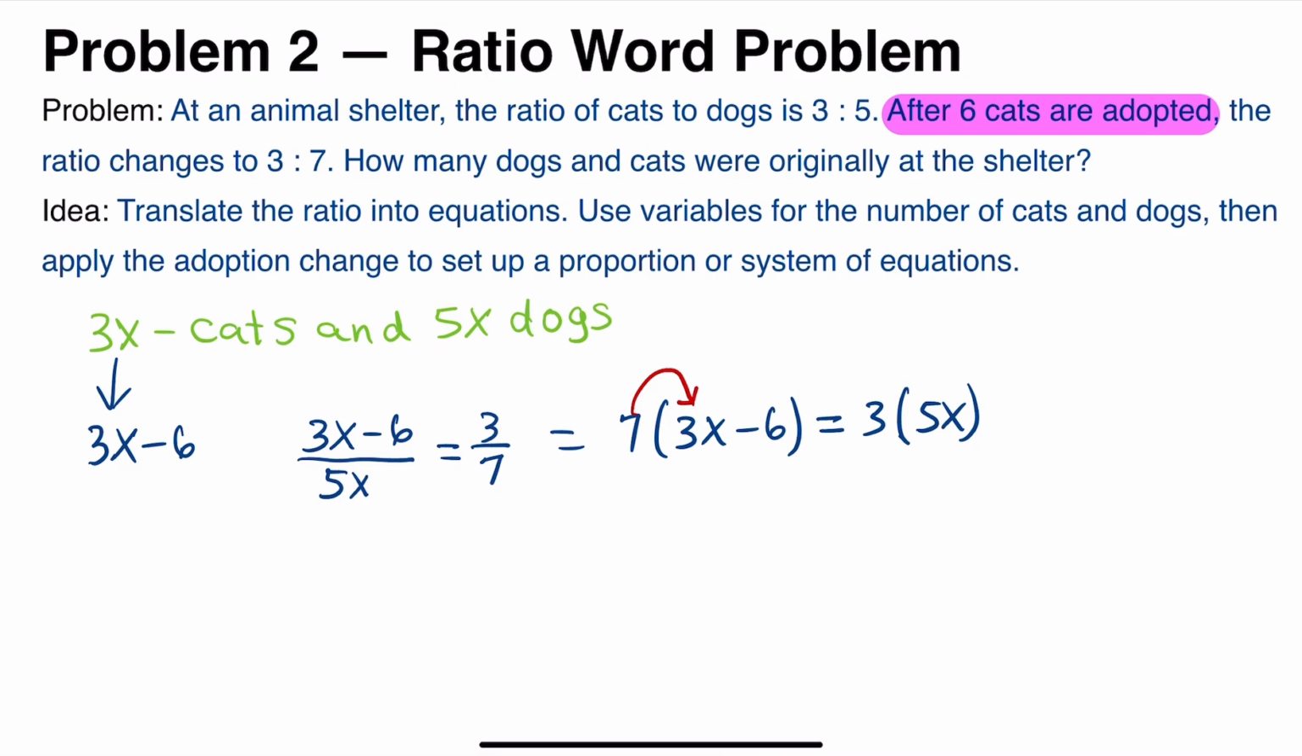7 times 3x equals 21x. 7 times negative 6 is negative 42. And that equals 3 times 5x, which is 15x. The ultimate goal here is, of course, to isolate x or get x by itself. We can do that by subtracting 15x from both sides.